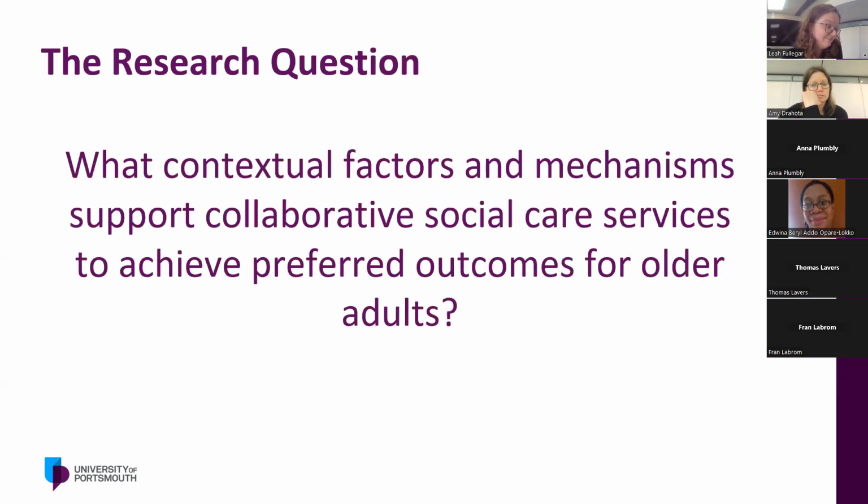And then finally, we'll go on to our research project. And I know this is a lot of background before we actually get to the analysis. So you may or may not remember our research question is around what contextual factors and mechanisms support collaborative social care services to achieve preferred outcomes for older adults. And you might be able to see now that we've formulated this question with realist synthesis in mind, because we're looking at factors and mechanisms and outcomes.